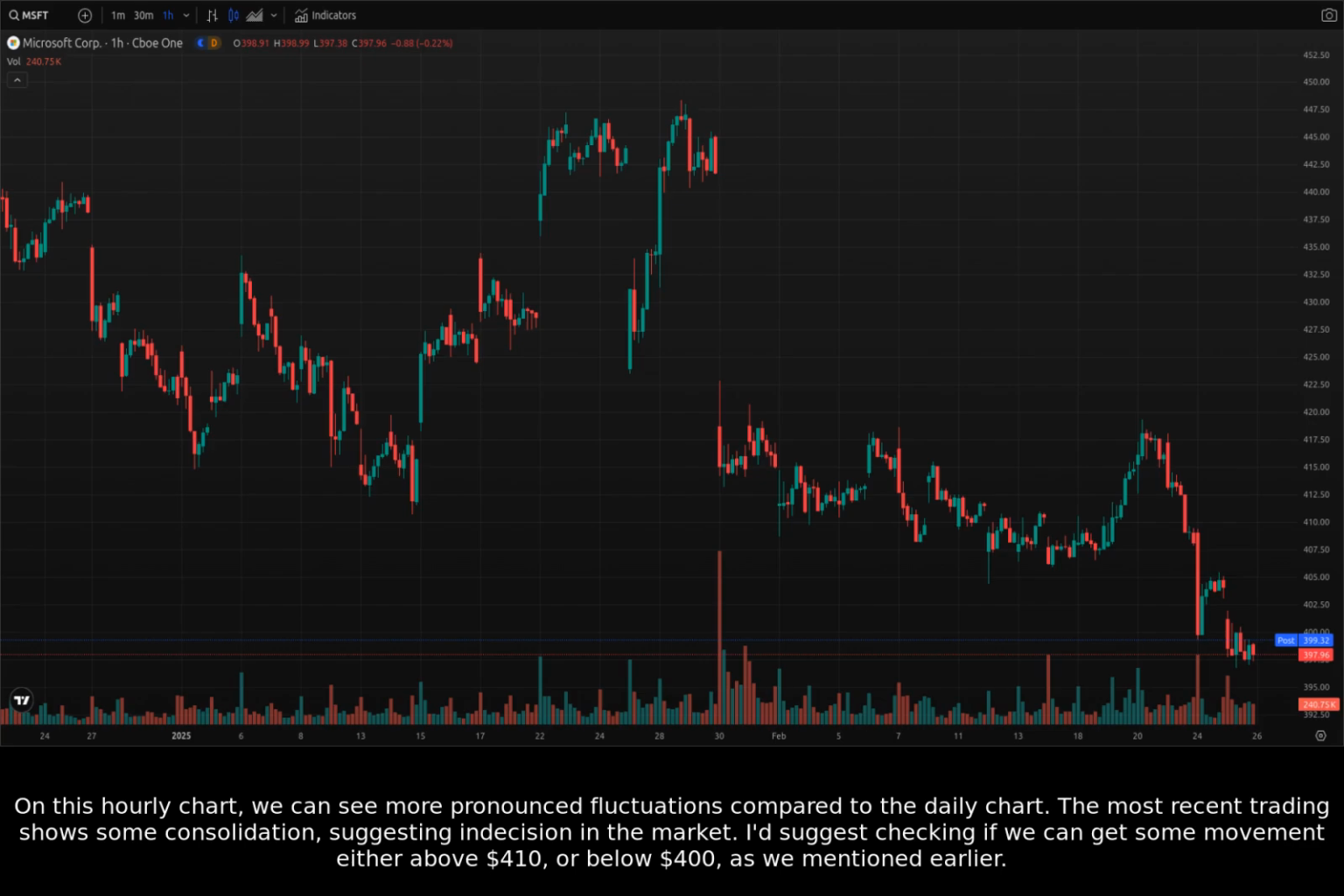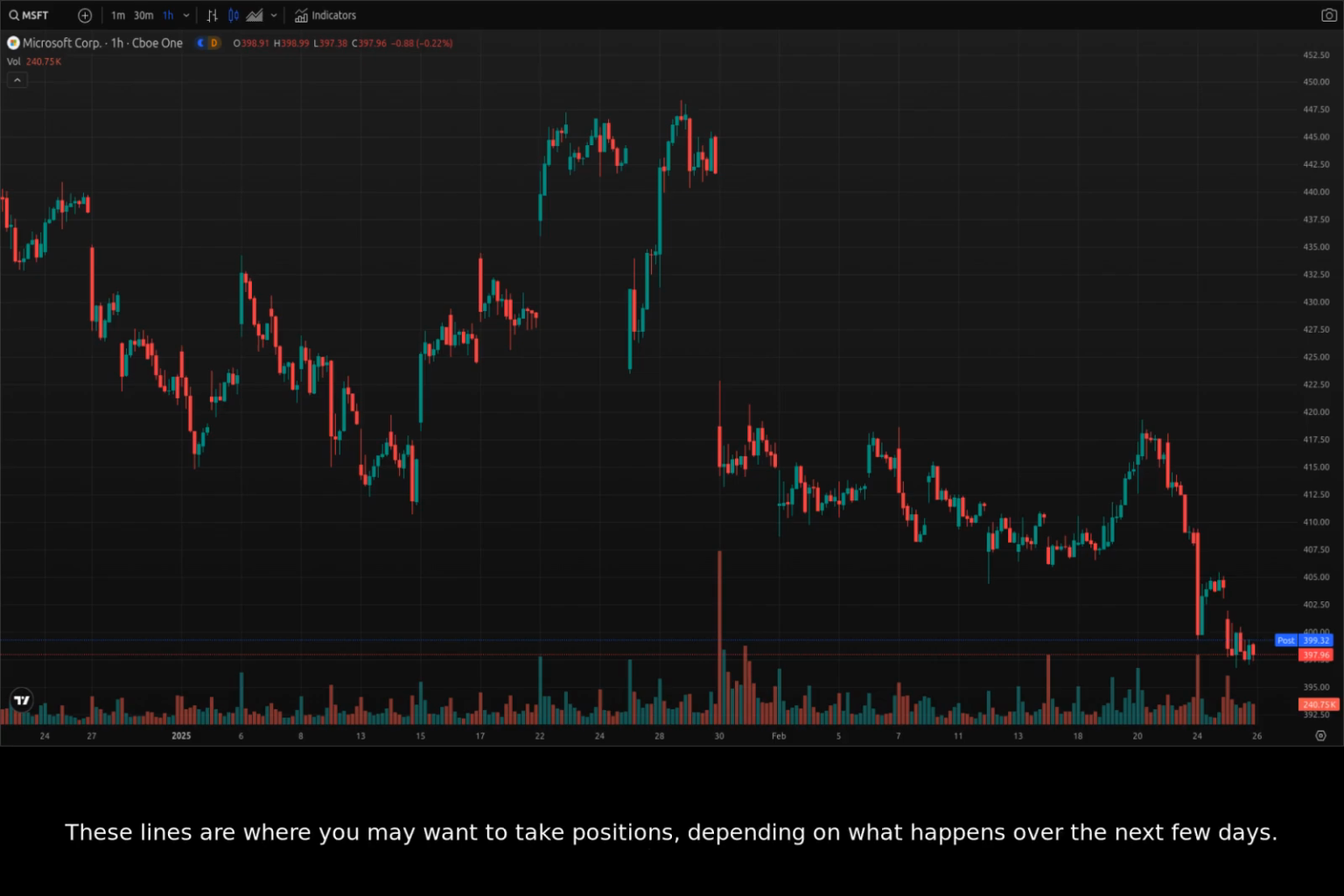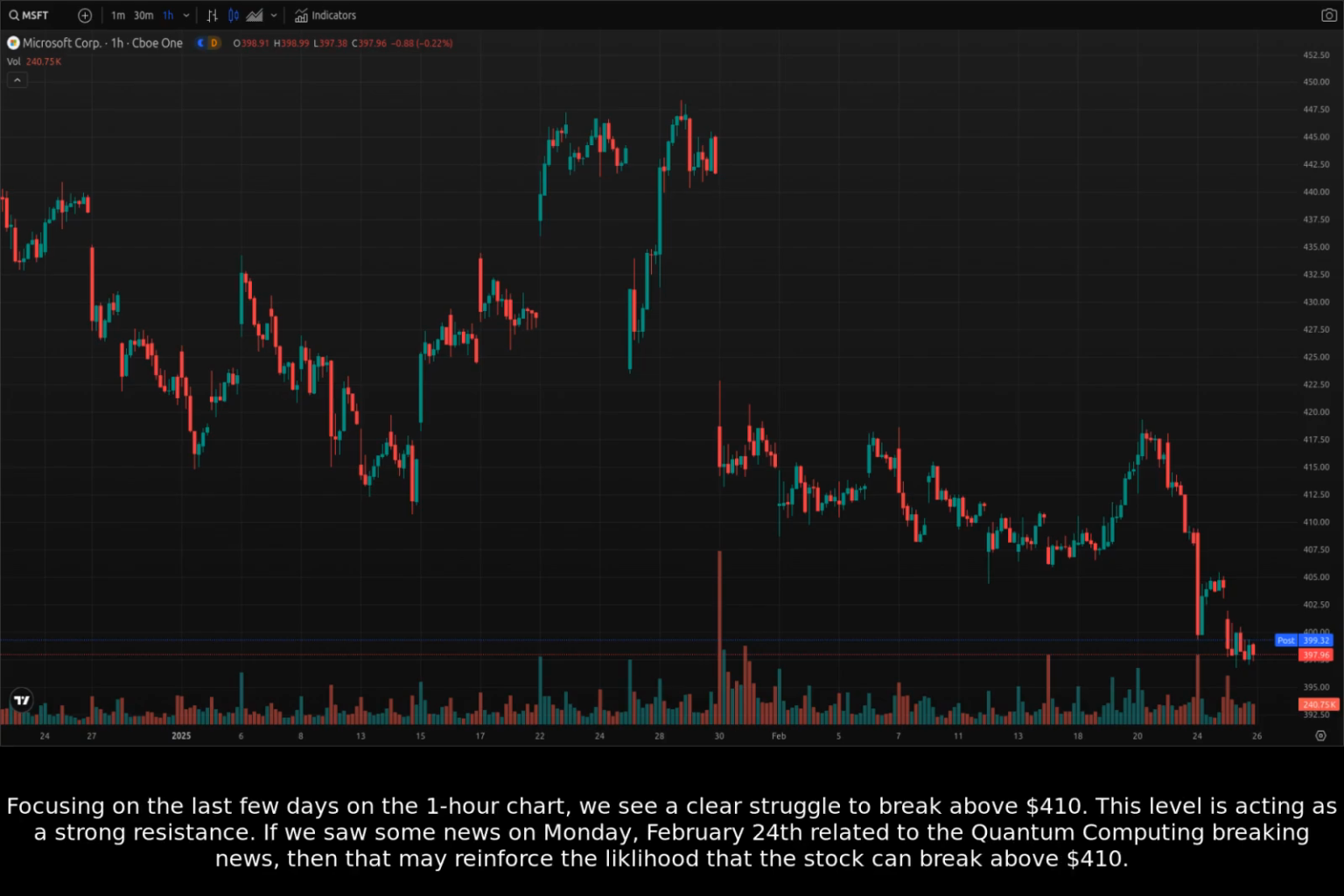I'd suggest checking if we can get some movement either above $410 or below $400, as we mentioned earlier. These lines are where you may want to take positions, depending on what happens over the next few days. Focusing on the last few days on the 1-hour chart, we see a clear struggle to break above $410. This level is acting as a strong resistance. If we saw some news on Monday, February 24th, related to the quantum computing breaking news, then that may reinforce the likelihood that the stock can break above $410.